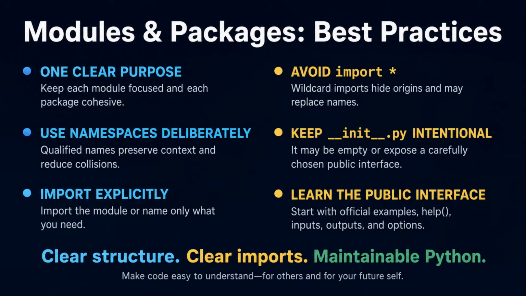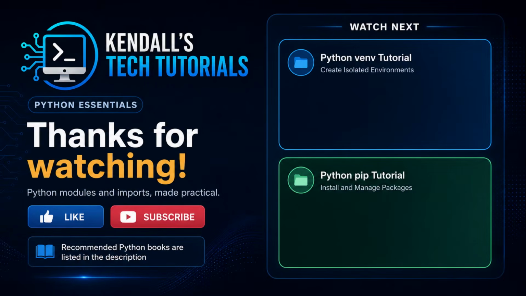Clear structure and clear imports produce maintainable Python code that is easier for other developers and our future selves to understand and use. You now know how to use modules, packages, the standard library, and third-party packages. You've also seen how namespaces keep names understandable, why explicit imports are usually best, and how to begin using a new package through its public interface.